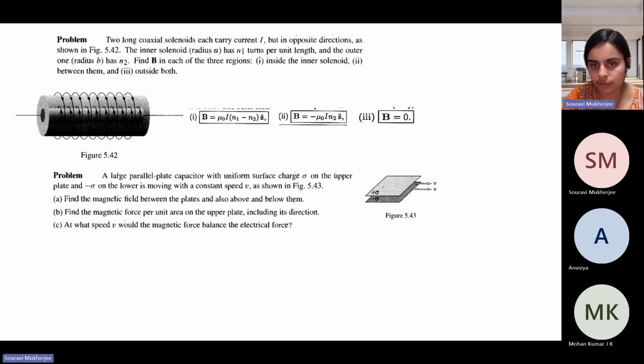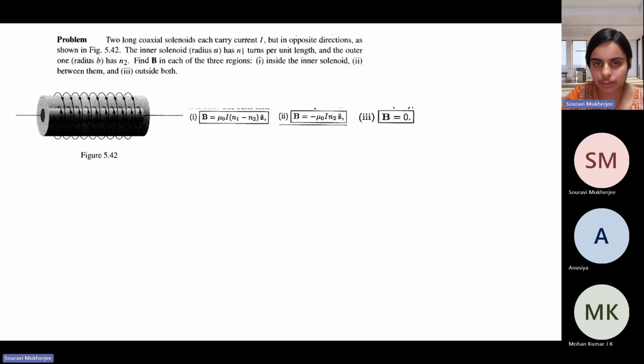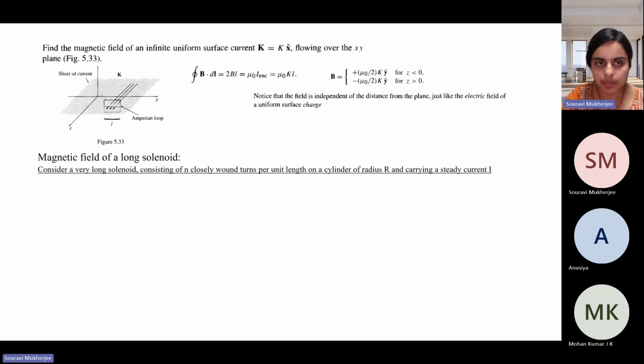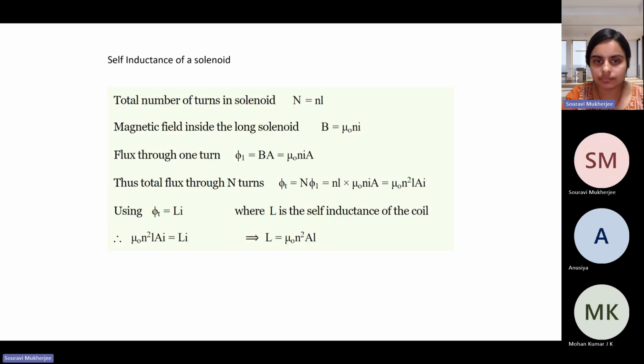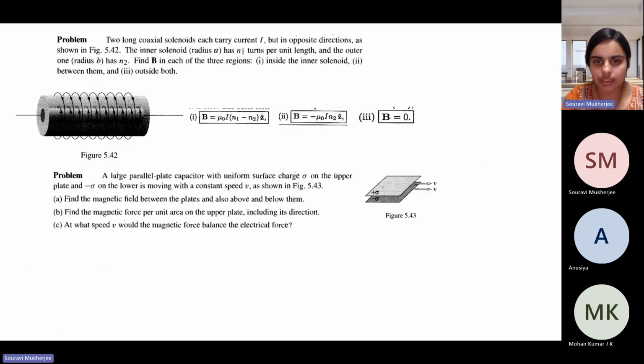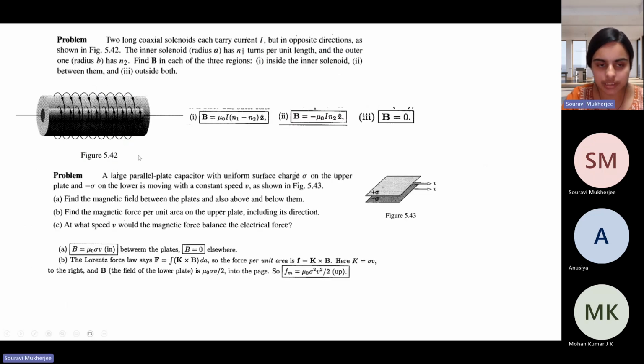And if you do that, you already know, initially we had solved this part of the question. So now if you know that K is given as sigma times v for one sheet and K equals minus sigma times v for the other sheet, and you can find how the B is for each of the sheets, you can see how the field will be inside and outside. So if you do that, it would turn out to be something like this.